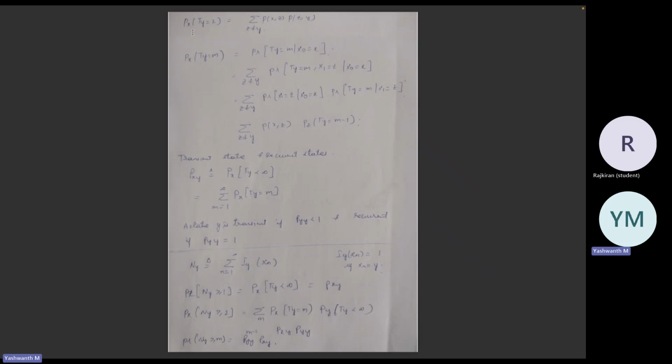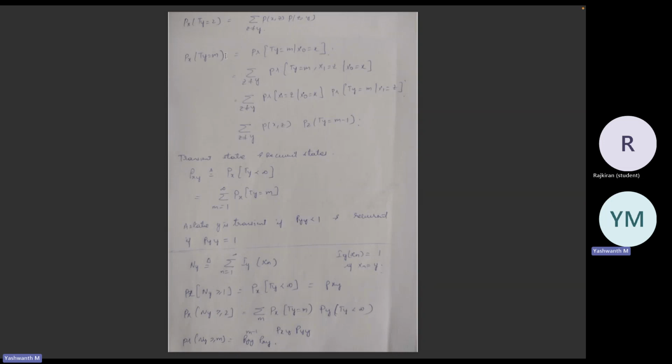So what is P_x of T_y equal to 2? What does it mean? In the second time step you are hitting y. So you cannot hit y in the first transition. You transition to something else, and then you should transition to y. That's why p(x, z) p(z, y). Because you are given that you are in x, that's why you start with this, and in between you cannot be in state y.